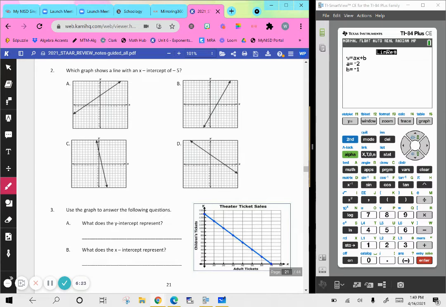So it says, which graph shows a line with an x-intercept of -5. So it's right here.